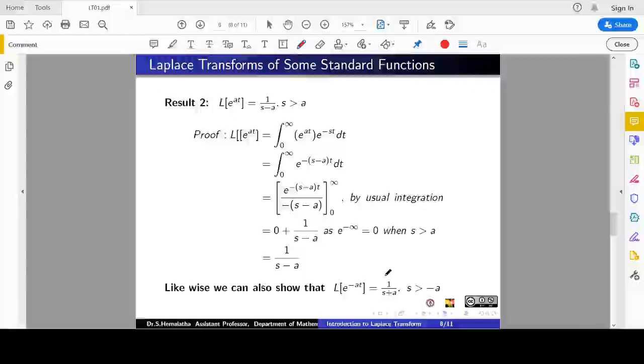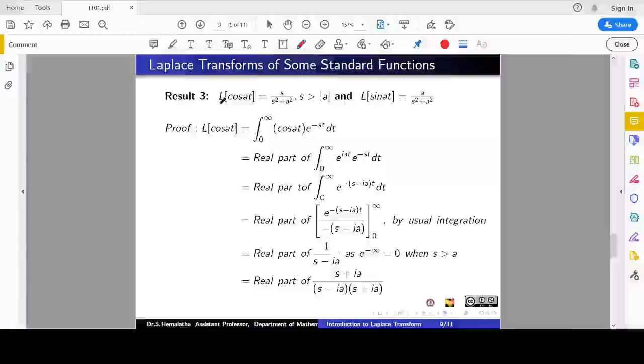Second result is the Laplace of an exponential function e to the power of at. When you write L of e power at, it is 1 by s minus a. The same way, we can write the function by the definition, club the e power terms by the property of exponentials, and then integrate, and you get the result.